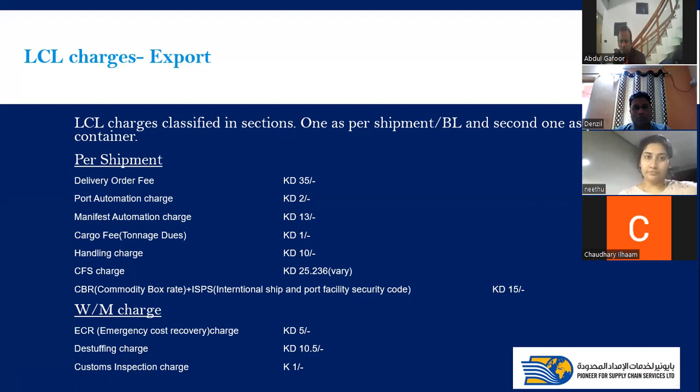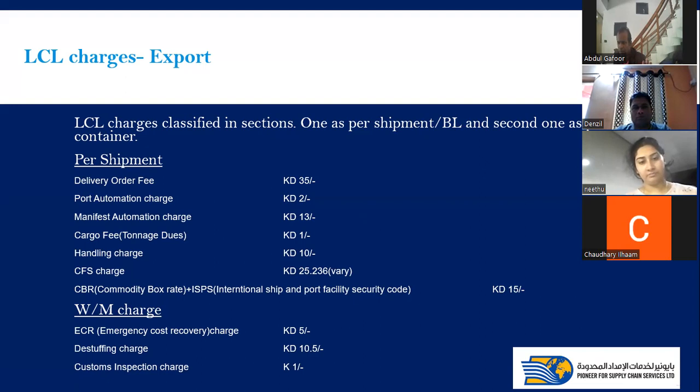Okay, then weight and measure I told you. Then emergency cost recovery charges. See, now in the FCL, most of the charges are by the container, but here there is no container. In the LCL, the charge is going to work per shipment itself. There's no container, right? Because they are taking only part of the things. So the emergency cost recovery charge and the de-stuffing charge. This is the normal de-stuffing charge.